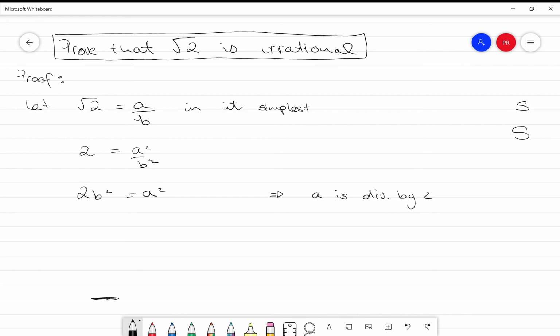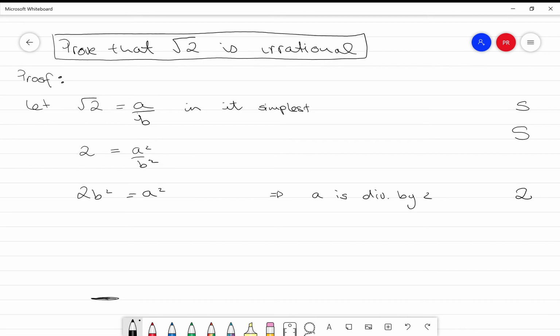Because this must be an even number, and if it's an even number and it's a square, say like 16, then the square root of that would be 4, and that is divisible by 2. It just so happens that this is a feature: a is divisible by 2 if a squared is divisible by 2. So I'm going to write SS2 as our little key there, where the 2 stands for divisible by 2.